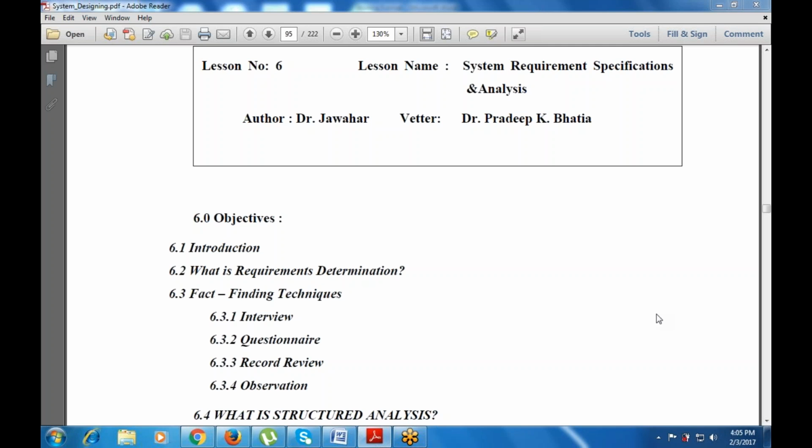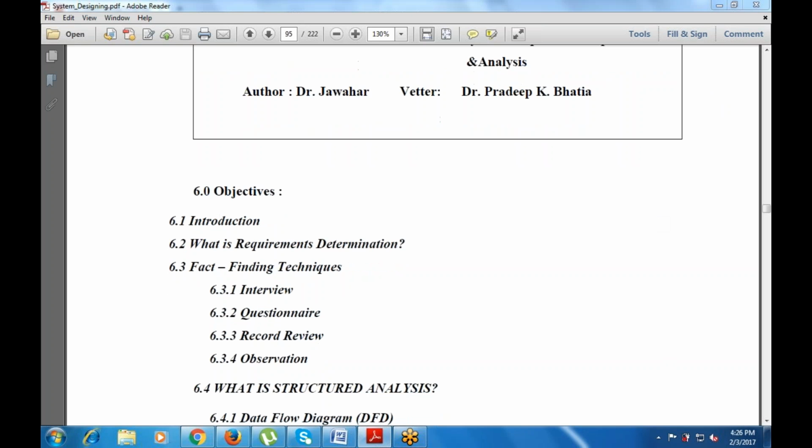Okay, so the first target is the system objective, that is, the system requirement specification and analysis, requirement determination, and the various fact finding techniques. When we talk about requirement analysis, that is, the various requirement determinations, it is one of the introduction parts used in the cost benefit analysis. The next part is requirement determination, which determines the various requirement phases available here.